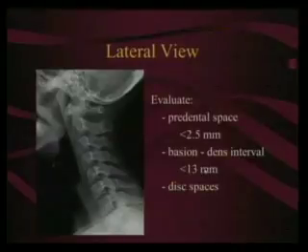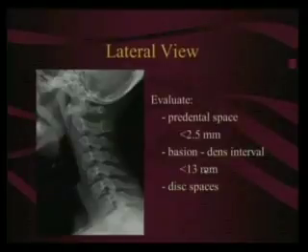And there's several other things we want to look at on a lateral film. We want to look at the basion-dens interval, which is from the superior part of the dens to the basion, which is the anterior margin of the foramen magnum. That should be less than 13 millimeters. If it's greater than 13 millimeters, you have to worry about this dreaded thing called an atlanto-occipital dissociation. Okay, and we'll talk about that a little bit more. And then you want to look at the disc spaces.